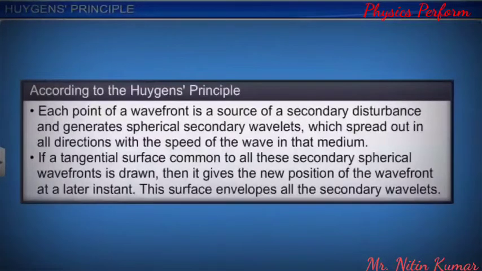According to Huygens' principle, each point of a wave front is a source of a secondary disturbance and generates spherical secondary wavelets, which spread out in all directions with the speed of the wave in that medium. If a tangential surface common to all these secondary spherical wavefronts is drawn, then it gives the new position of the wavefront at a later instant. This surface envelopes all the secondary wavelets.